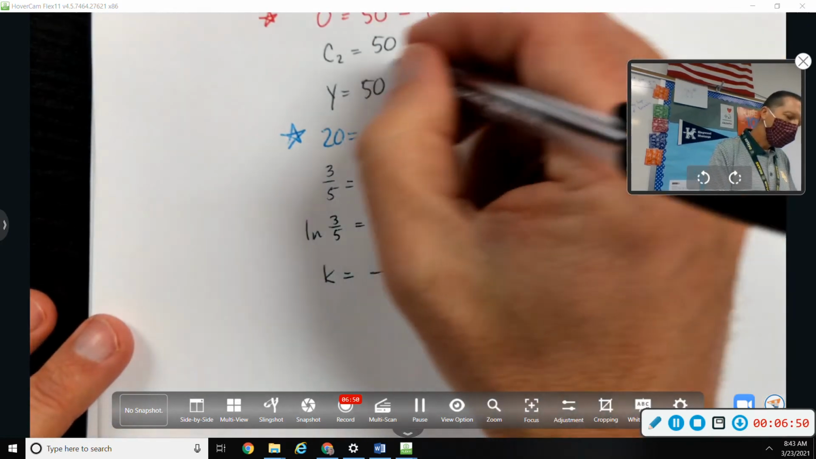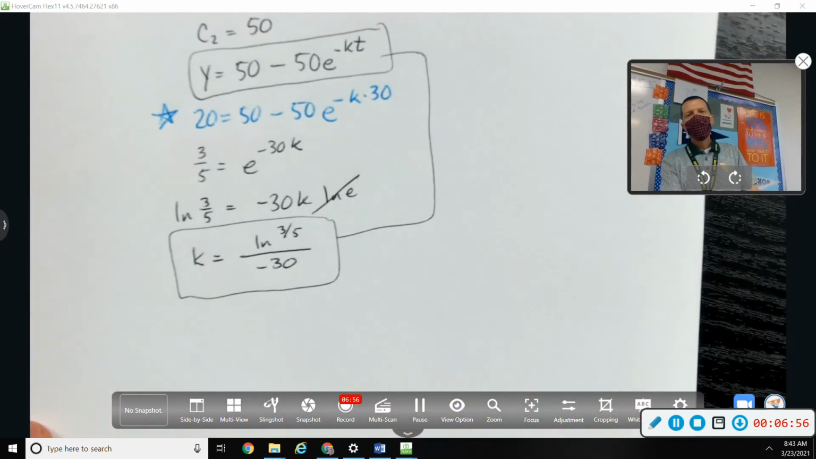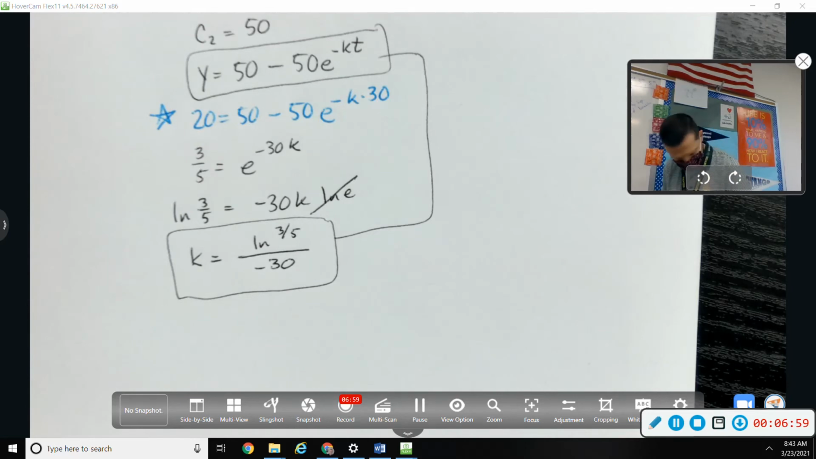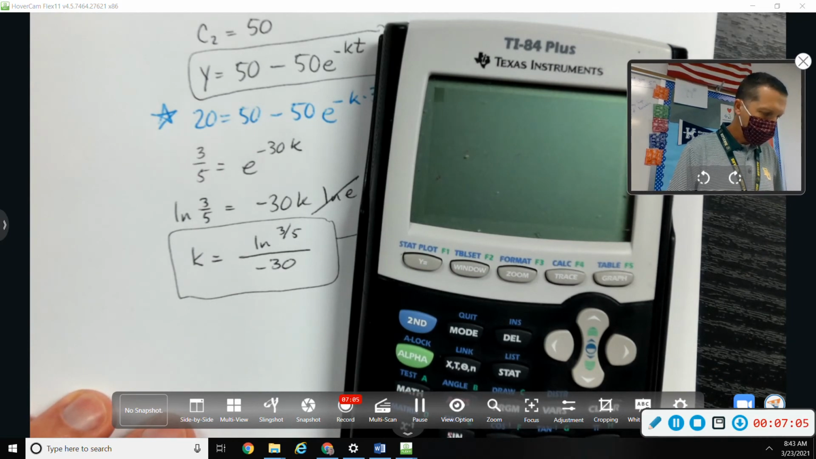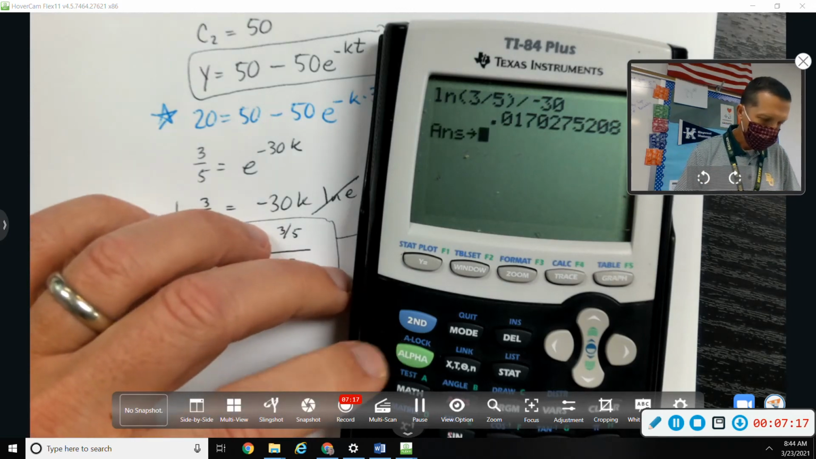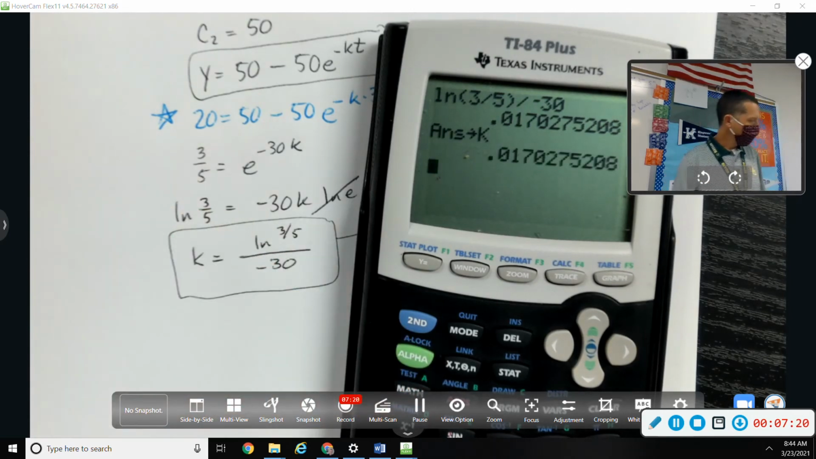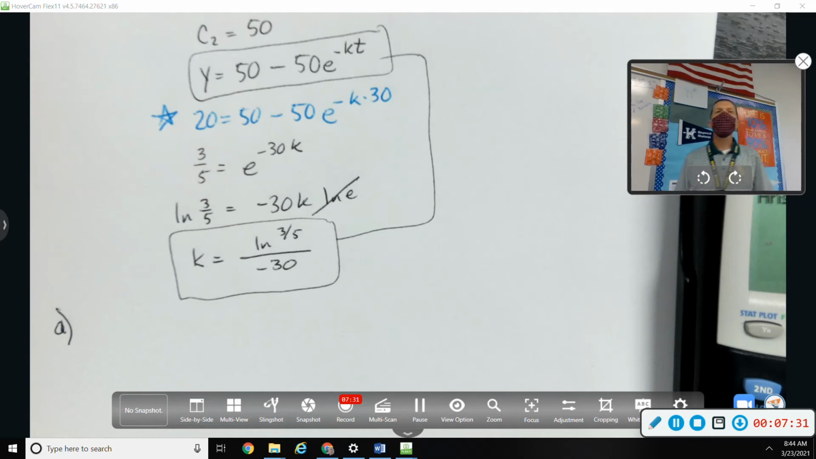And so now our problem is solved. We haven't answered all the questions yet, but we've solved the problem. And we would probably put k in the calculator so we have it when we need it later. Natural log of 3/5 divided by negative 30. So there's k. But I'll just keep that in the calculator, unless it asks for it, and sometimes it does. Yeah, number 6 asks for k. All right, now we're ready to answer a question about this problem.